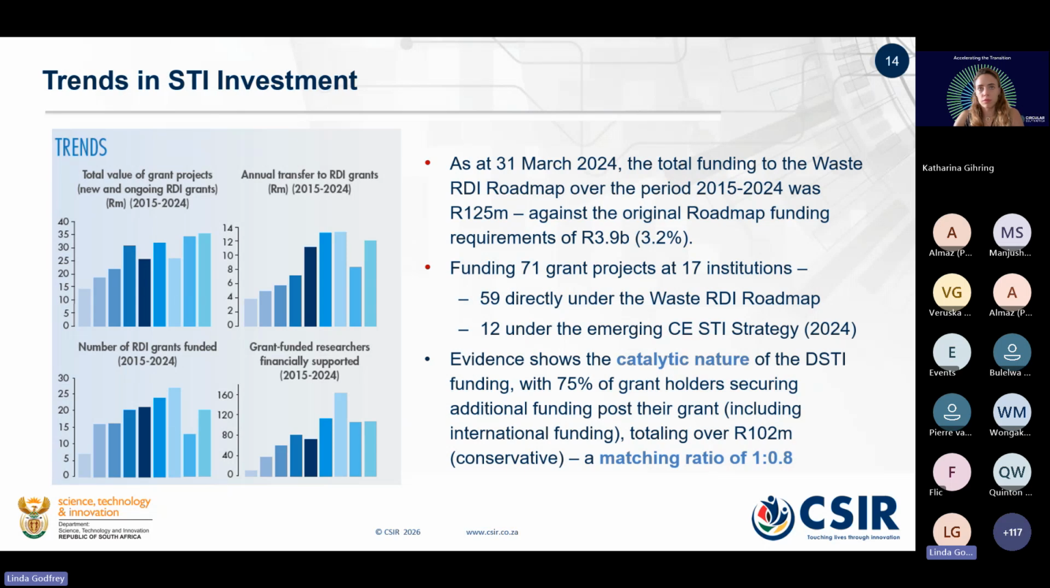What also came out really importantly was the catalytic nature of the DSTI's funding investment, so that while we may not have received all of the funding that we had hoped for to give effect to the roadmap, this funding has been very catalytic in nature. Speaking to our grant holders, 75% have said that they've been able to use this grant funding to secure additional funding post their grant, including international funding, with around a matching ratio of 1 to 0.8, and that's conservative. So we believe that it's almost a 1-to-1 matching ratio. For every rand that the DSTI puts in, there's an additional rand that's unlocked through further funders.